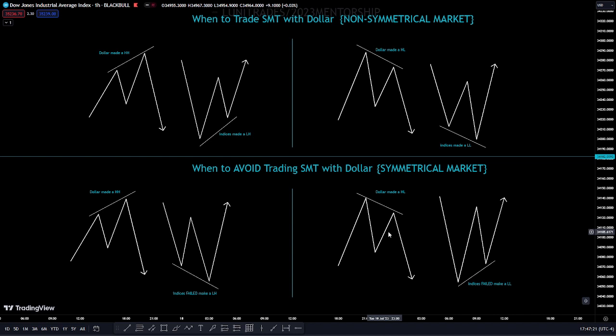You understand? The scenario where you only want to trade S.M.T with dollar is when one of the assets is taking liquidity and the other is not. That's what I just want to bring to your view. So looking at this, we'll be taking some examples so you see how you can use it in the live market.